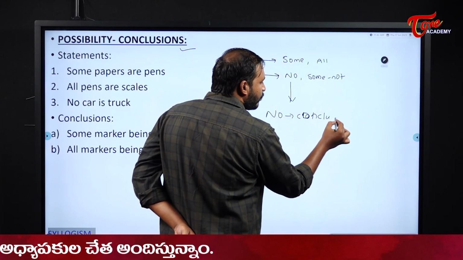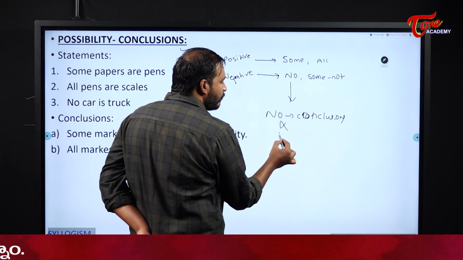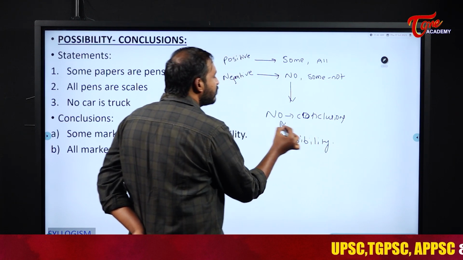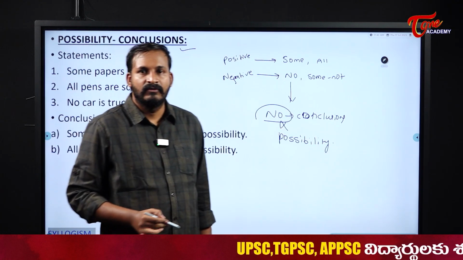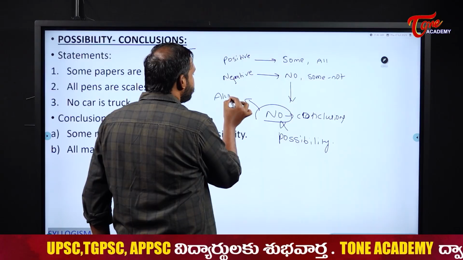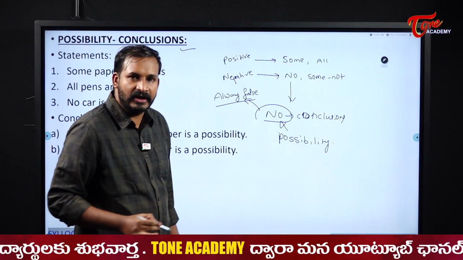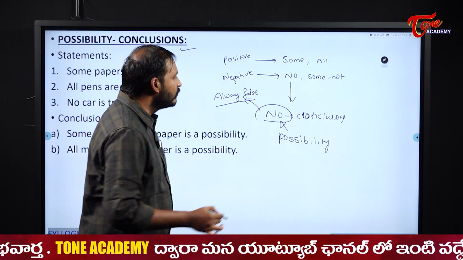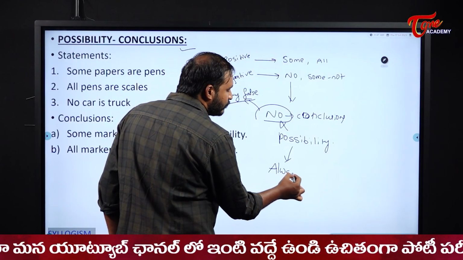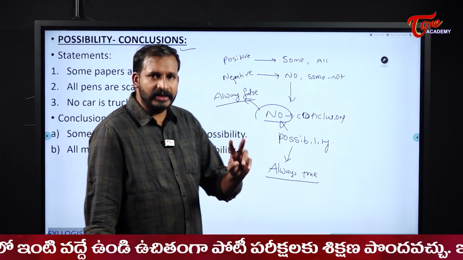The process remains the same, but we will do quite opposite to the no conclusion in the possibility conclusion. What does opposite mean? What is our goal in case of no conclusions? Our goal is to make them always false, as we discussed in our earlier videos. Now the opposite: in case of possibility, our goal is always to make them true. Only this is the difference.